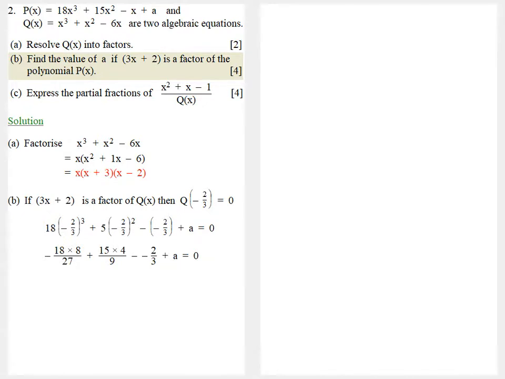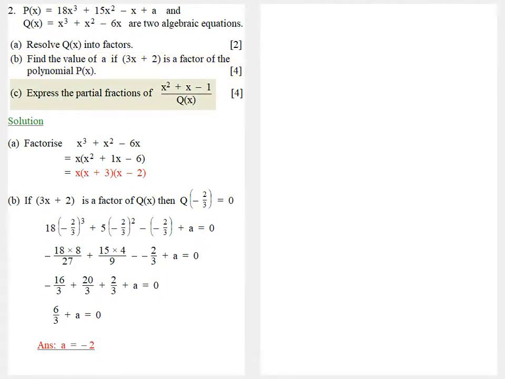Now minus 2/3 cubed is minus 8 over 27. Minus 2/3 squared is 4 over 9. So we have 18 times minus 8 over 27 plus 15 times 4 over 9 minus minus 2/3 plus a equals 0. So we have minus 16 over 3 plus 20 over 3 plus 2 over 3 plus a equals 0. That gives us 6 over 3 plus a equals 0, or 2 plus a equals 0, so a equals minus 2.